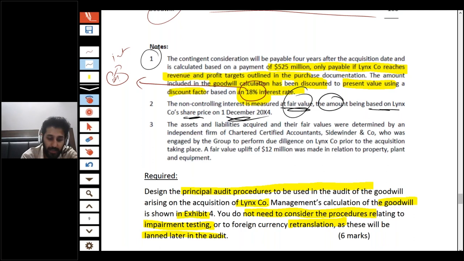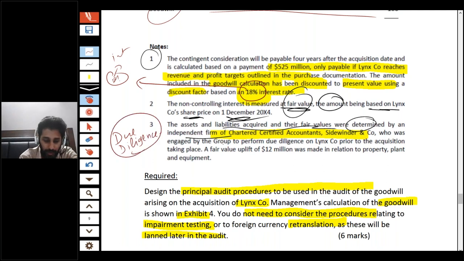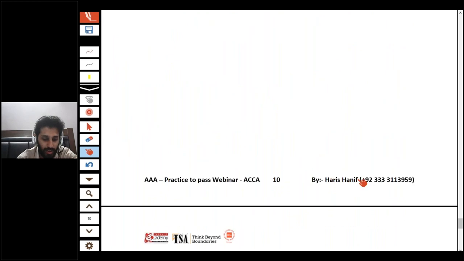Number 3, the assets and liabilities acquired at their fair values were determined by an independent firm, and this is known as the due diligence activity. Prior to the acquisition, due diligence, a fair value uplift of 12 million was made in relation to property, plant and equipment, who was engaged by the group to perform the due diligence, right? So I will have to write these procedures over here.